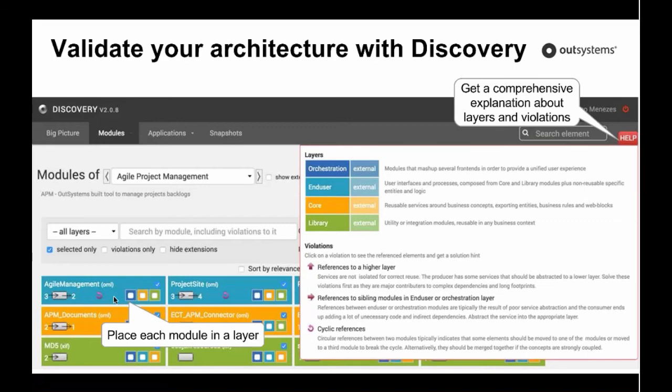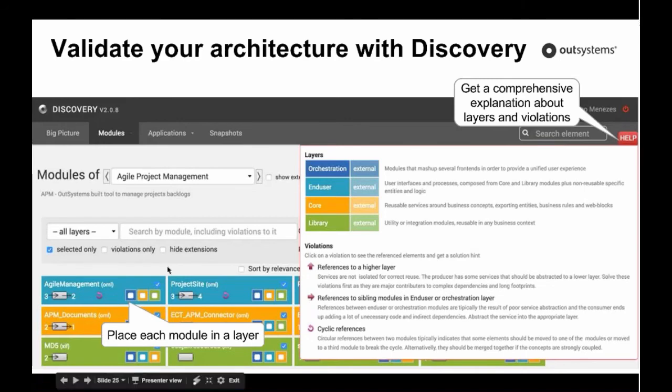If it's exposing user interfaces and user processes, it's an end user. And then you classify everything else that is only exposing business concepts as a core, and everything else is a library, okay? This is important. Why? Because the correct identification of the level of the layer is important to get the correct insights from the discovery, the correct recommendations, and the correct validation, okay?